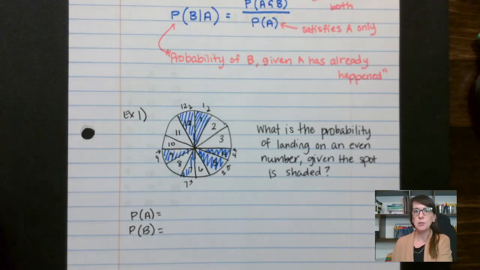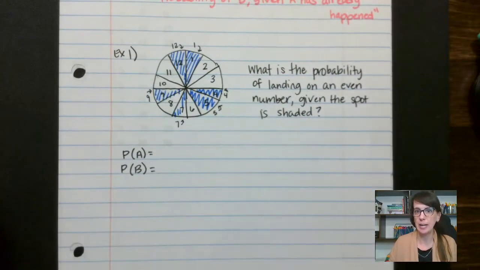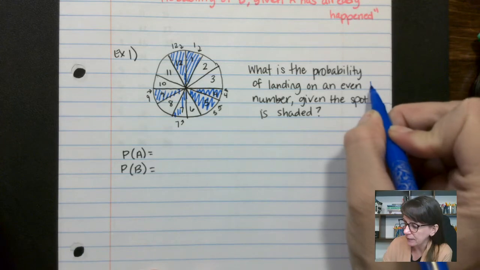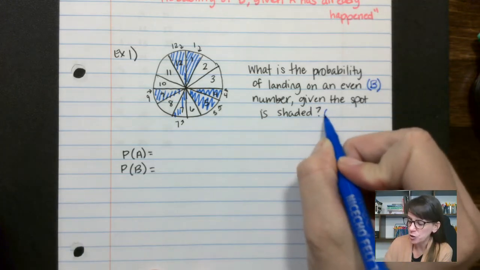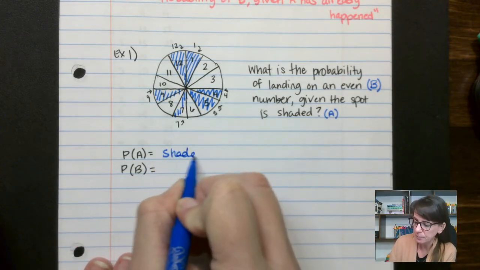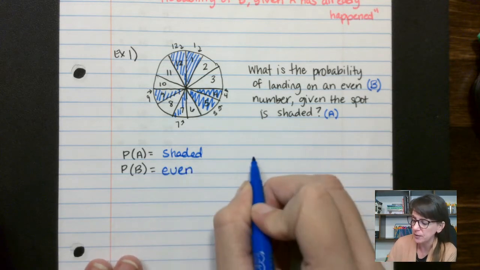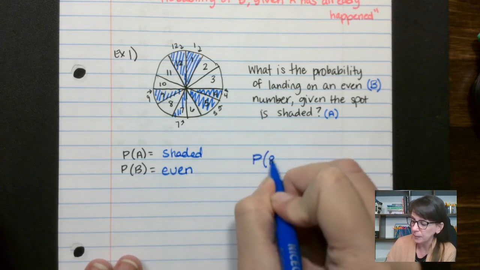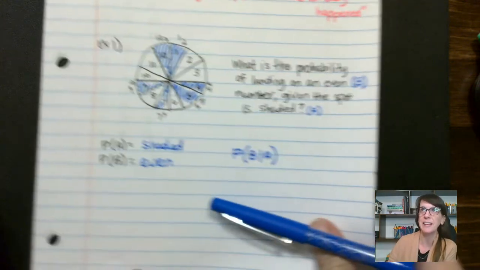Let's take a look at our first example here. The first one says, what is the probability of landing on an even number given the spot is shaded? So the probability of an even number, that's our B, given the spot is shaded, that's our A. So our A is shaded and our B is even. Now, what we need to do is figure out the probability of B given that A has happened.